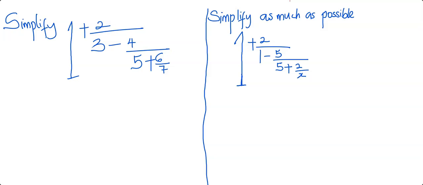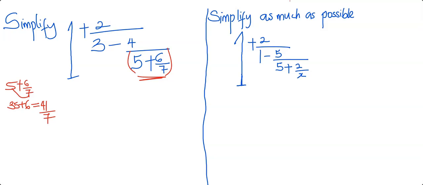I'm going to break it into parts by first of all solving 5 plus 6 over 7. And to begin with, if I solve 5 plus 6 over 7 as a simple fraction, I'm just going to say 7 multiply 5, that's going to give me 35. And 35 plus 6, that's going to give me 41. So to solve this, I simply have that as 41 over 7.